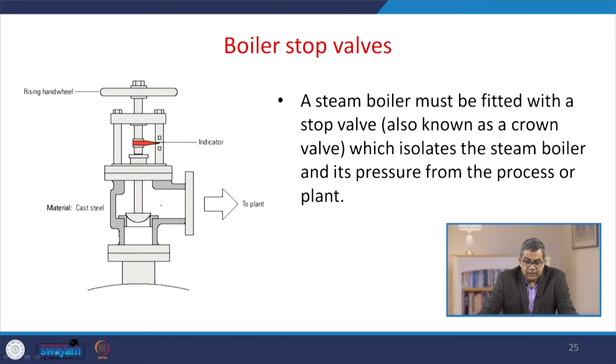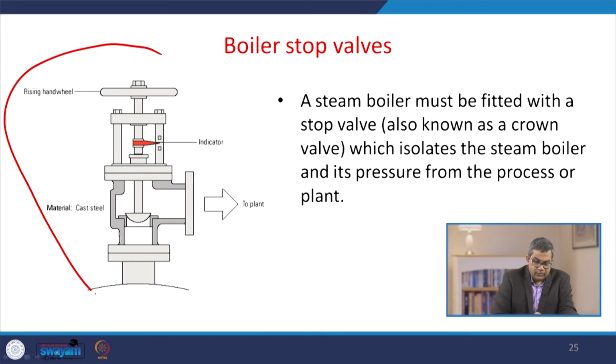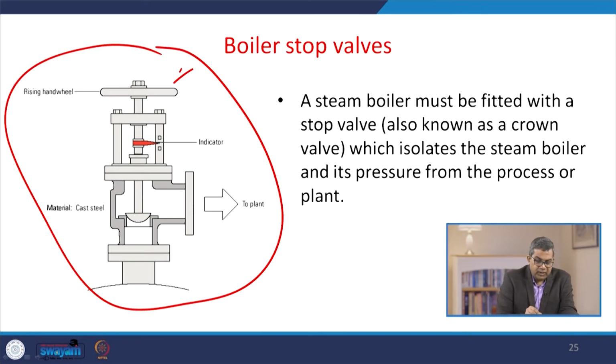Apart from this, another accessory is the boiler stop valves. A steam boiler must be fitted with a stop valve, also sometimes known as the crown valve, which isolates the steam boiler and its pressure from the process or plant. So, this is the basic figure of the boiler stop valve. Here you have this rising hand wheel, sometimes called the ring, or sometimes known as the crown wheel, and the material for its construction is cast iron.